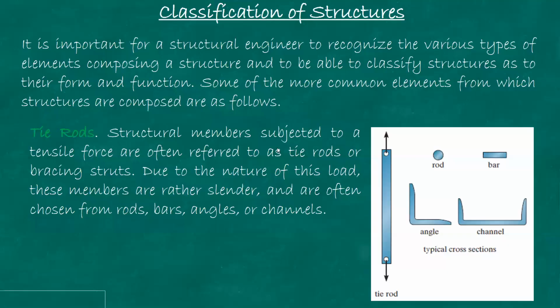Structural members subjected to a tensile force are often referred to as tie rods or bracing struts. Due to the nature of this load, these members are rather slender and are often chosen from rods, bars, angles, or channels. Their design is for tension. Tie rods.